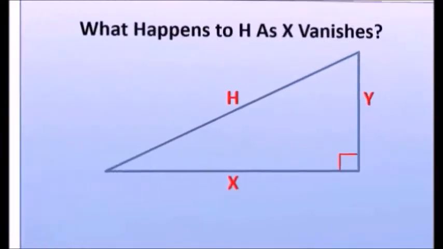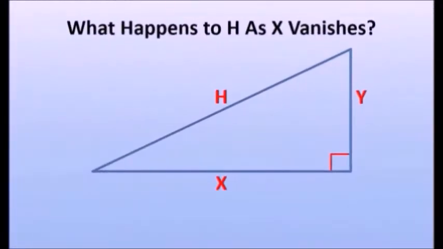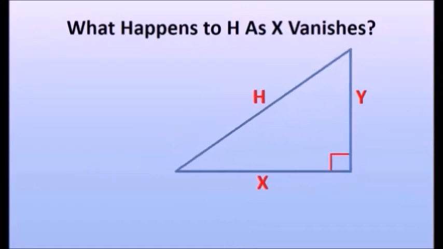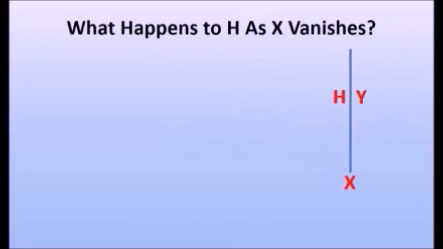The next case is the same idea. Here, the x length goes to 0 instead, like this. What is h when x is 0 and the collapse is complete? Hopefully, you can see that h equals y.